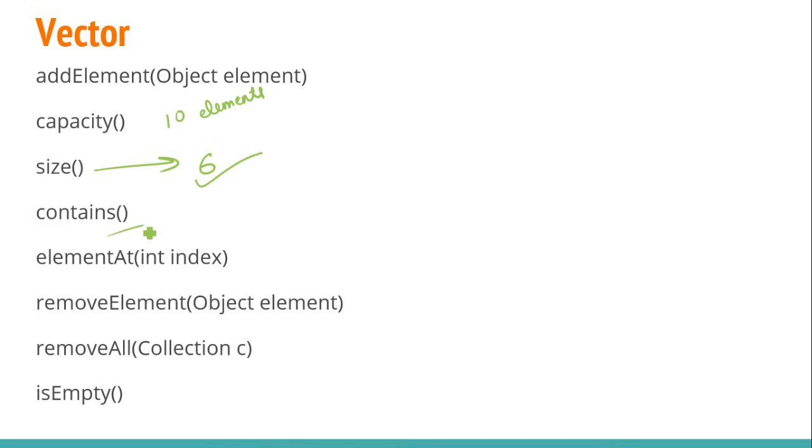Contains checks whether a particular element is present in a vector or not. Element at will give you the element at a particular index. If you want the element at index 5, just mention 5 here, it will give you whatever element is present at index 5. Remove element removes the particular object.